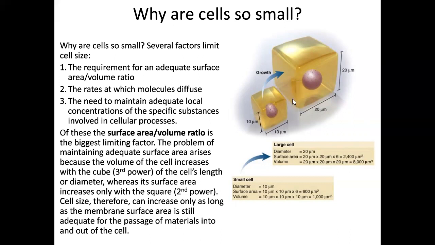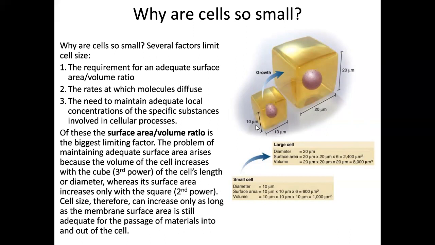Okay. Looking at these two cells, I can show you exactly why cells can't be big. These are nice cube-shaped cells, so they have a width of 10 microns and a height of 10 microns here. But after growth, they go to 20 by 20. So you can hopefully all agree with me that this cell is half as large as this cell, right?